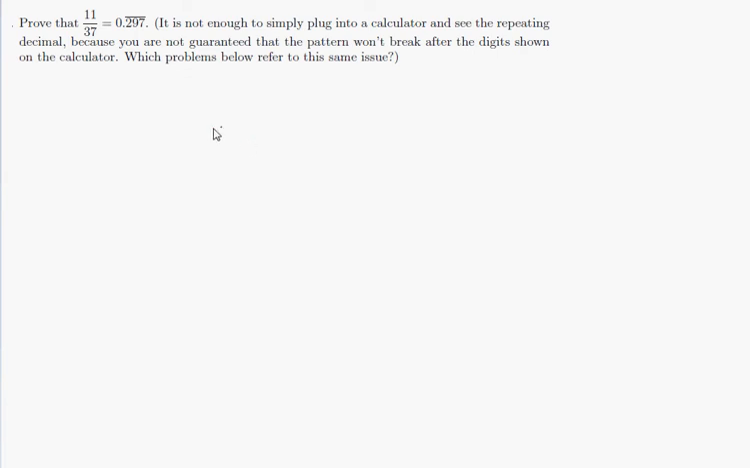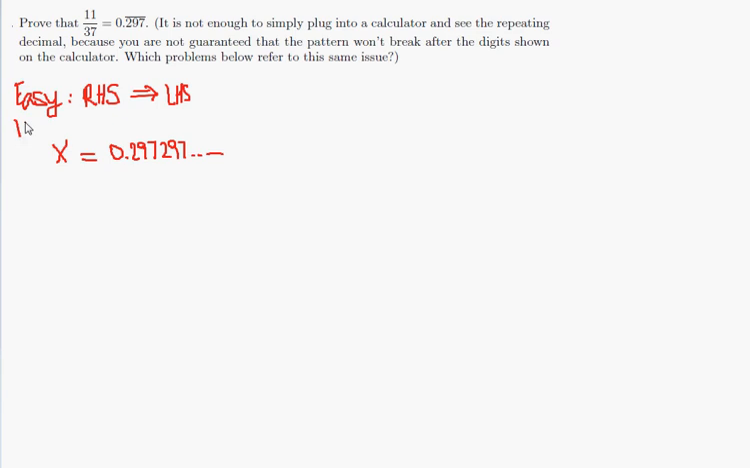I'm going to talk about this several different ways. The easiest ways are going to go from the right-hand side to the left-hand side. In other words, starting with the decimal representation and then converting to a fraction. One way of doing this is to let x be equal to 0.297 bar. So 297, 297, and so on.